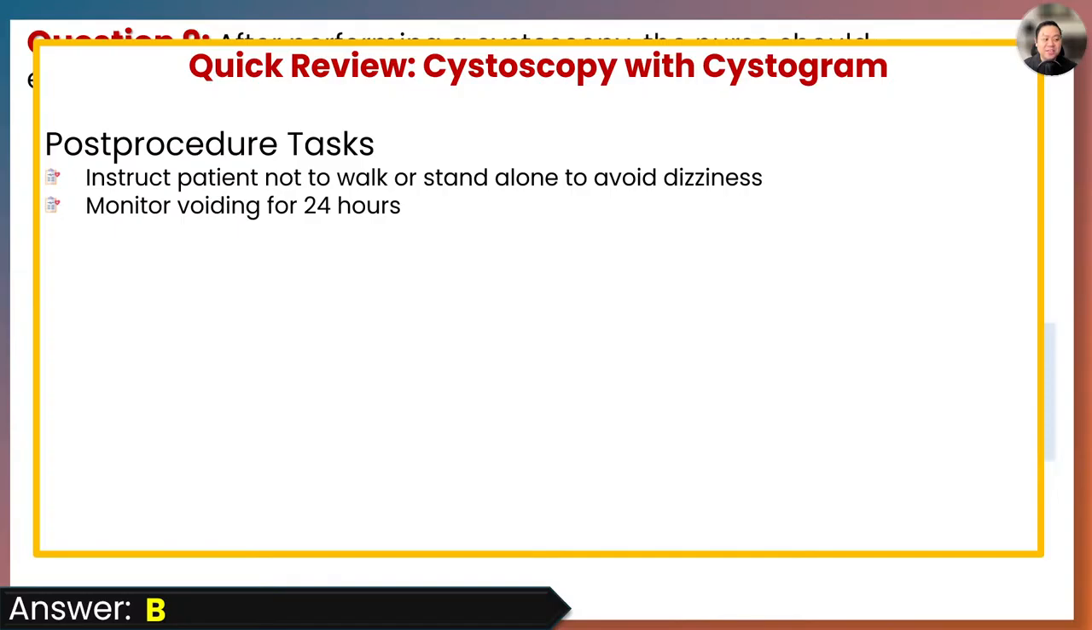Now, another thing that you need to do is to monitor the client's voiding for 24 hours. This is very important, and they should expect that they should be able to put out urine adequately within that time frame. If the client cannot void, let's say, about 4 to 6 hours after the procedure, even though they have some volume in their bladder, then that's really concerning. Maybe there is already an issue with urinary retention, and this is something that needs to be reported right away, because we don't want urinary retention. This can lead to infections as well.